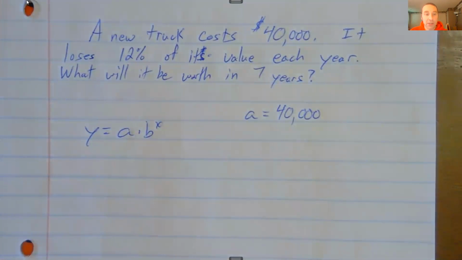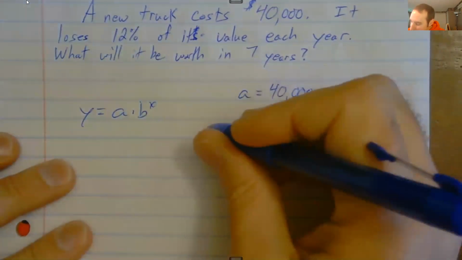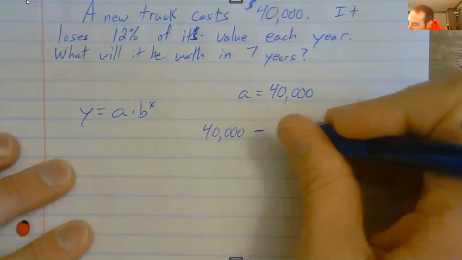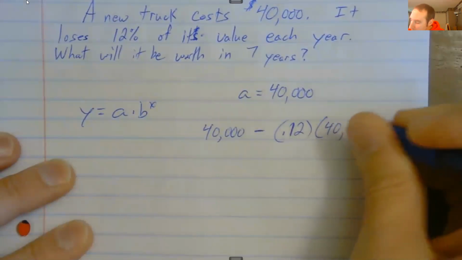I think some students are tempted to think that our multiplier will be 12%. If we're dealing with percents, we'll change that into a decimal, call it 0.12. However, we're not taking 12% of the 40,000. What's really happening is I lose whatever 12% of that value is. So essentially, if I'm going from year 0 to year 1, in year 0, my truck had a price of $40,000, and then I lose 12% of that $40,000. So I lose 0.12 times the 40,000.